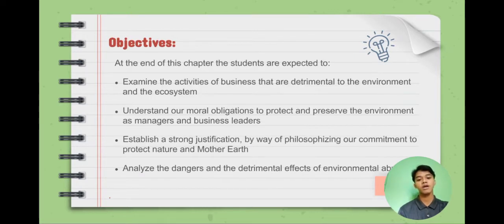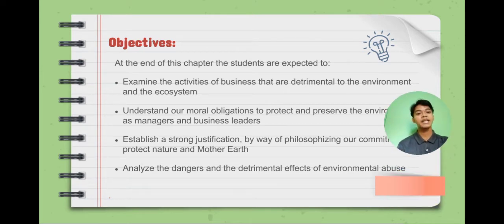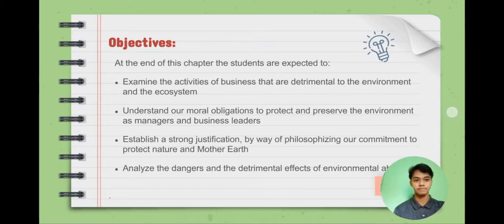And now here are the objectives. At the end of this chapter, the students are expected to examine the activities of business that are detrimental to the environment and ecosystem. Next is to understand our moral obligation to protect and preserve the environment as managers and business leaders. And also establish a strong justification by way of philosophizing our commitment to protect nature and Mother Earth. And lastly, analyze the dangers and detrimental effects of environmental abuse.